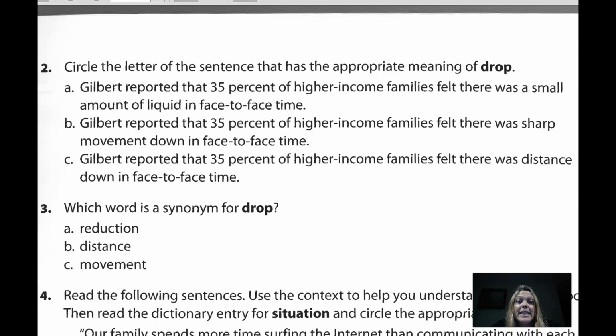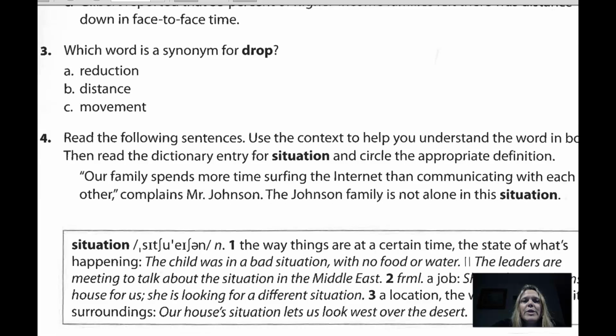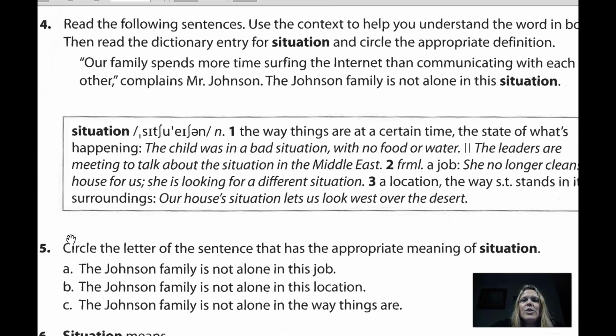Which word is a synonym for drop? That is a reduction, right? A reduction. So read the following sentences. Use the context to help you understand the word in bold. Right? So let's read the sentence. Our family spends more time surfing the internet than communicating with each other, complains Mr. Johnson. The Johnson family is not alone in this situation.